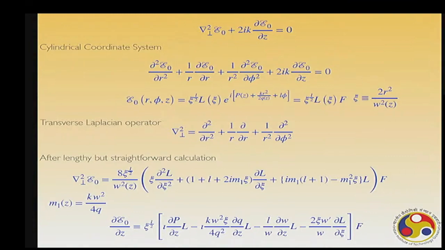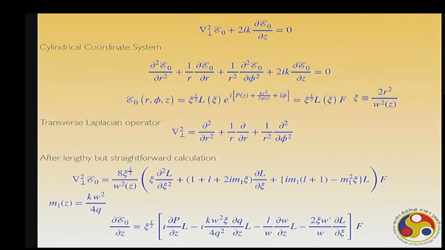So here we are going to consider the structure of the field to be r dependent, and r is going to change by this variable zeta. Zeta is equal to 2 r square by omega z square, where omega z is the beam width at a distance z. Later we can find out the relation of omega z with omega 0, the initial beam width.